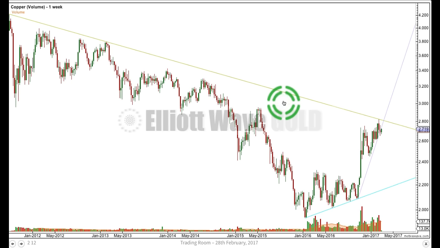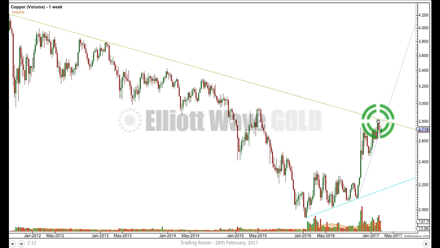Here I've got some simple trend lines. This is a weekly chart. This is all of the data I can get. I'm using FXCM data for copper. Going right back here, this is the first price point I can get. I've drawn a trend line from this high to this high. It was perfectly touched 3 weeks ago.